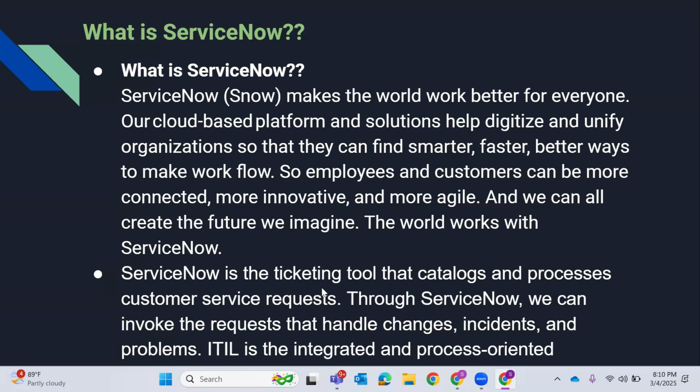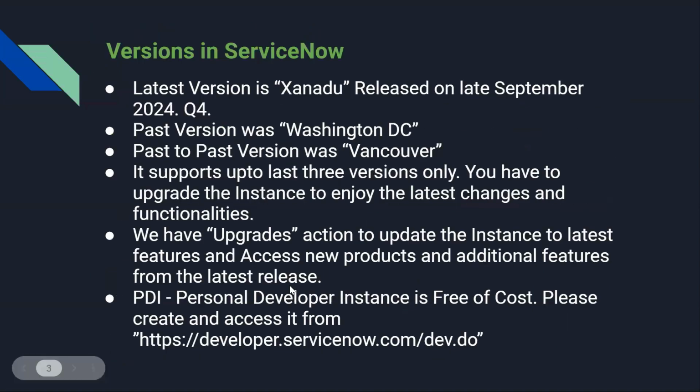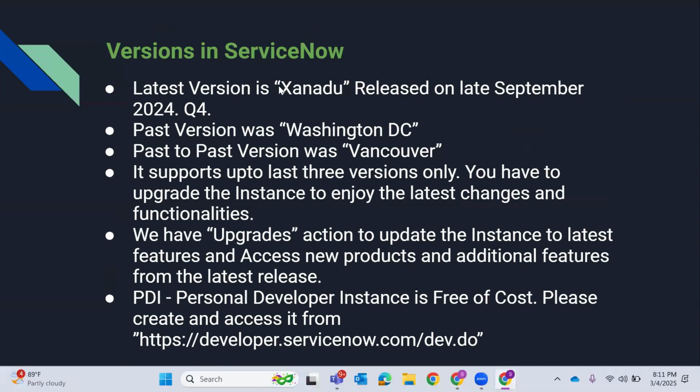ServiceNow is the ticketing tool that catalogs and processes customer service requests. We can invoke the requests that handle change, incident, and problem. ITIL is an integrated framework. What is ITIL? Information Technology Infrastructure Library. Using this framework, we can understand the best practices. And coming to versions in ServiceNow, Xanadu is the past version. In February this year, we have a latest version.